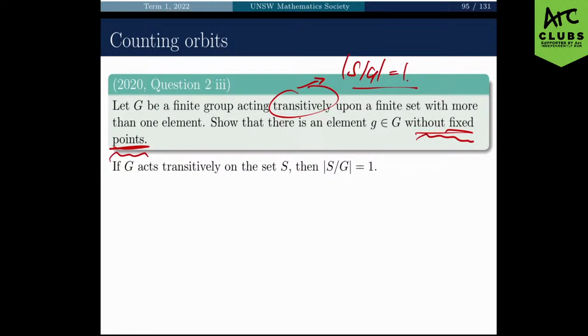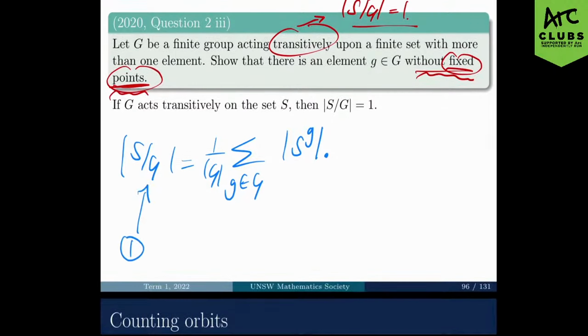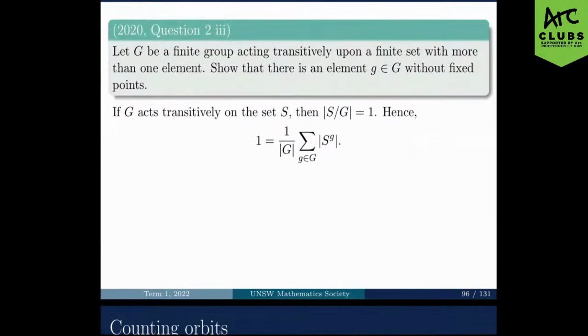Right, so basically a good equation to use would be this equation we just got. And the reason why is because we're trying to find fixed points, and we're trying to deal with transitive sets, so sets such that this size is actually equal to 1. So we'll start off with this equation. So 1 is equal to 1 on the order of G times the sum over all elements of G of the fixed point sets.